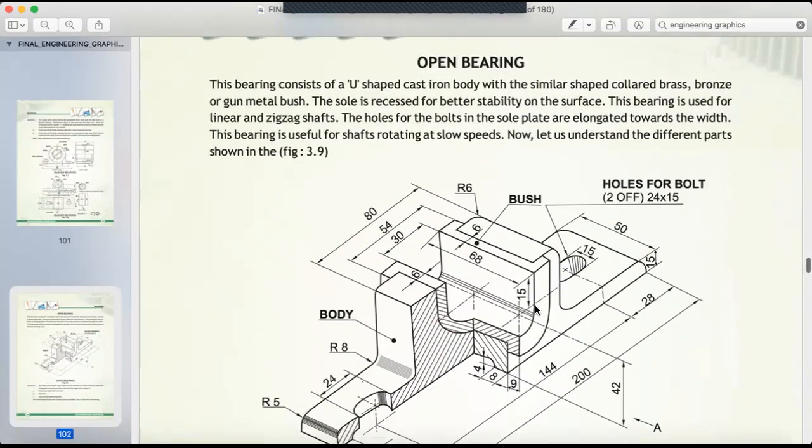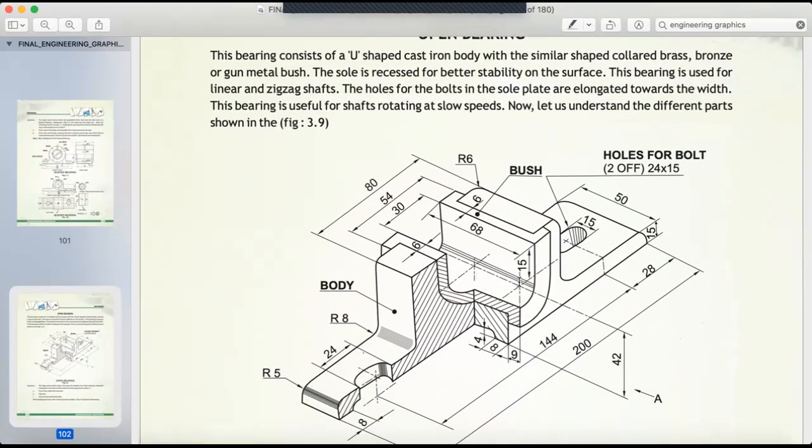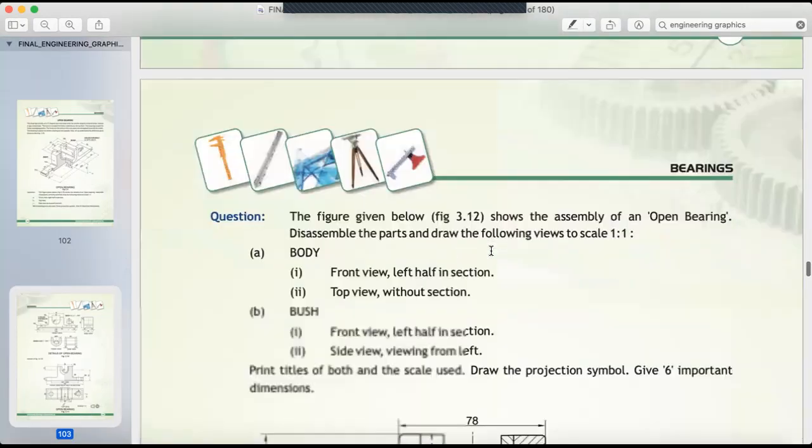And after this we have open bearing. See, you can see open bearing, it's very easy. The rod will be here, so it is open from the top, so you can easily load and unload. So 2 types of bearing.